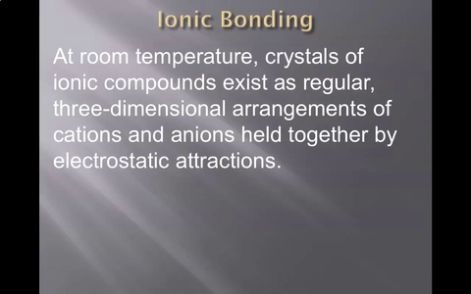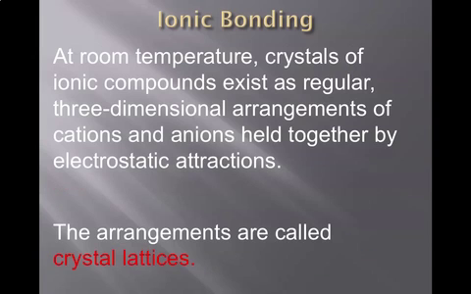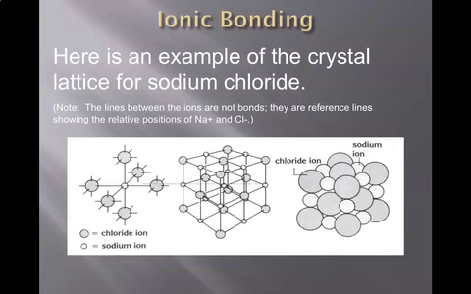At room temperature, crystals of ionic compounds exist as regular three-dimensional arrangements of cations and anions held together. So this is what I was showing you before. This is called a crystal lattice. So this is a regular, orderly type of arrangement. And here's an example of what the sodium chloride looks like. So you have the chlorine ions and the sodium ions, and they form a structure that's very proportioned and regular.